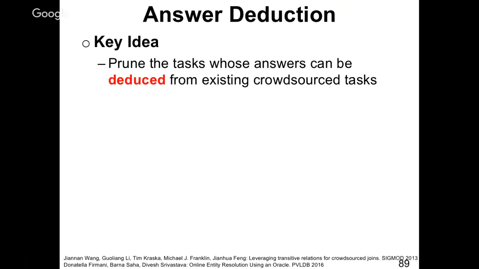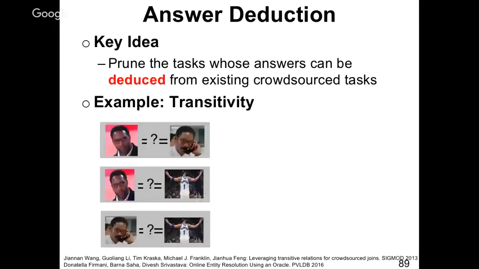The key idea is that there might be some relationship among the answers of these tasks. Once you get the answers of some difficult tasks, you can use the answers to deduce the answers of the remaining tasks. Here's a concrete example. Suppose you have these 3 tasks, and look at them. You're going to decide whether they are the same person or not.